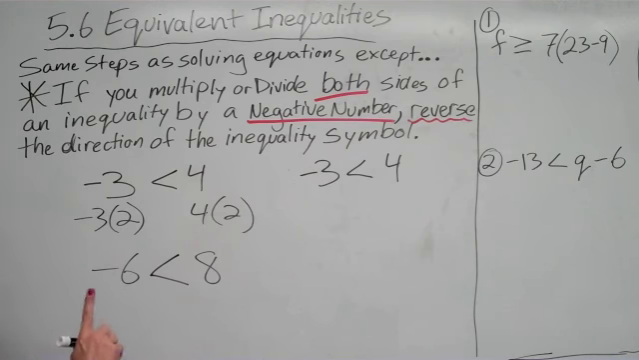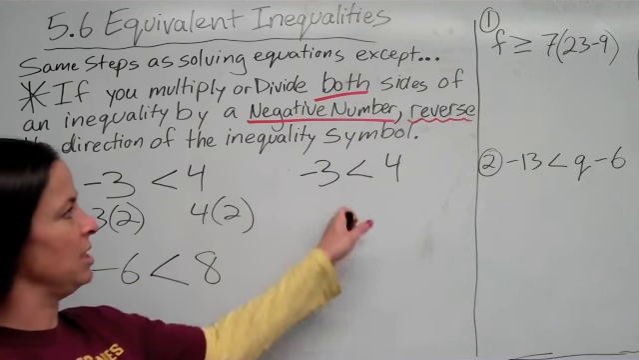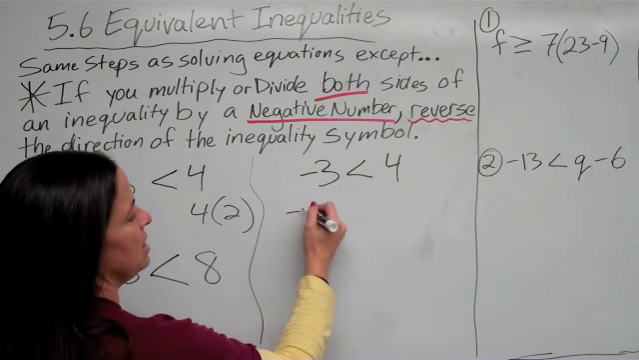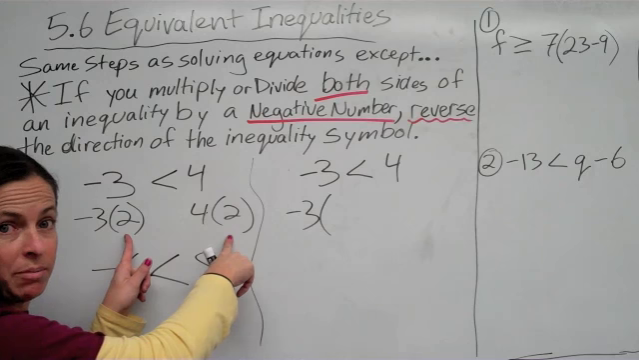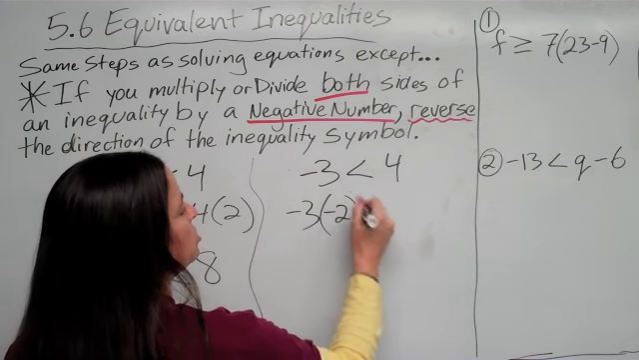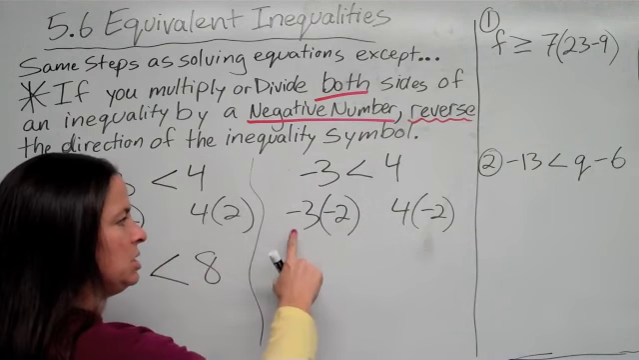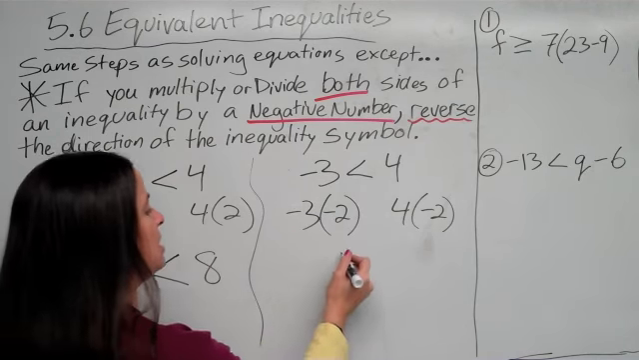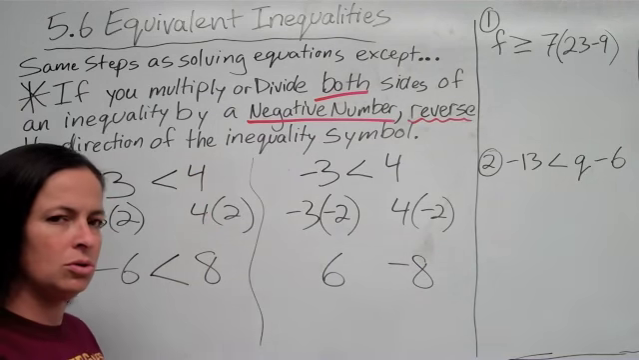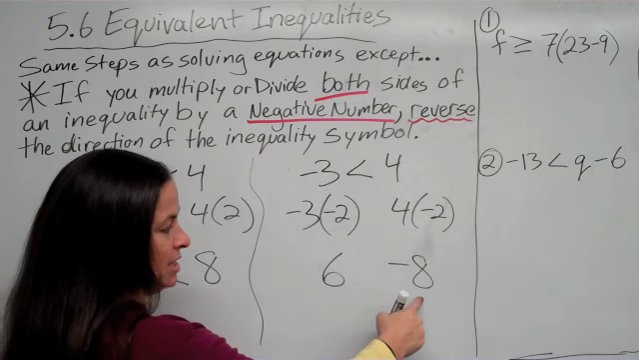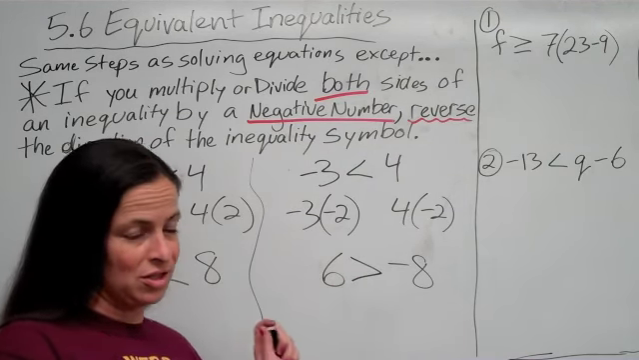Yes. Now, the reason why we reverse the direction of the sign when we multiply by a negative, we can see here. Instead of multiplying by a positive number on each side, let's try multiplying by a negative number. If I had -3 times -2, and I took 4 and multiplied by -2, well, what's -3 times -2? Negative times negative is a positive, and 4 times -2 is -8. So, is this number still less than -8? No. This is when the direction of the sign reverses.